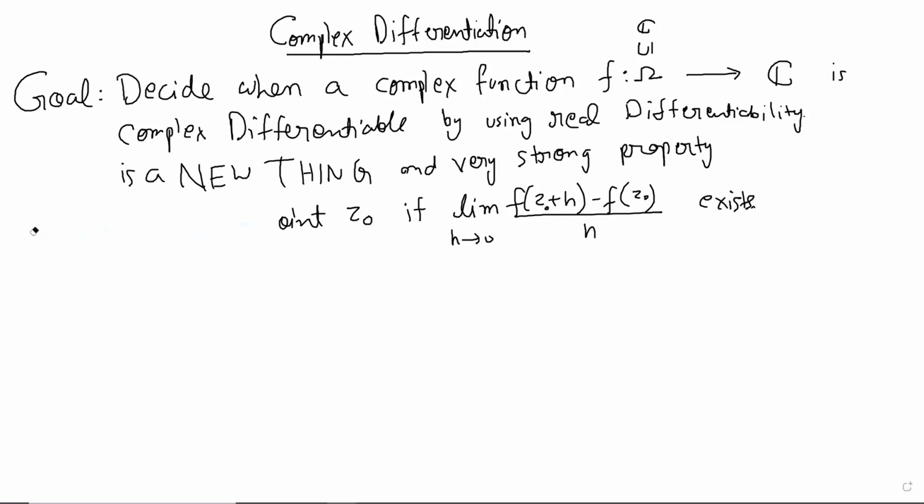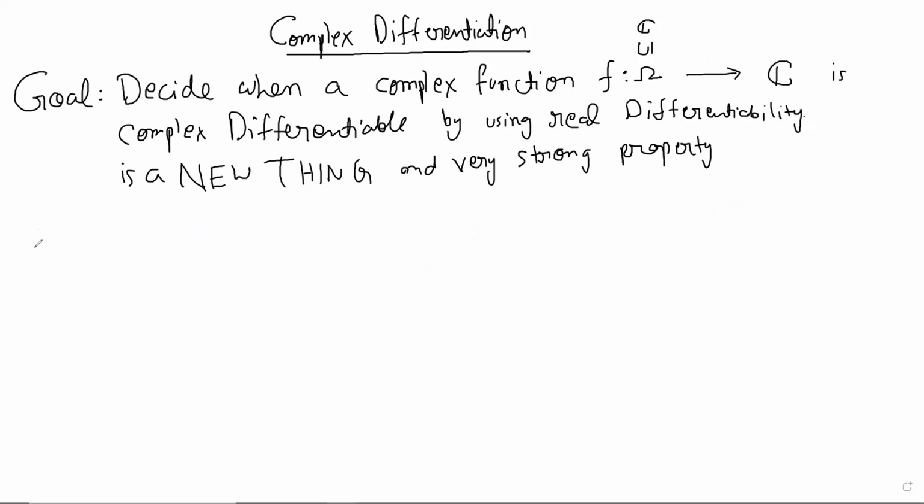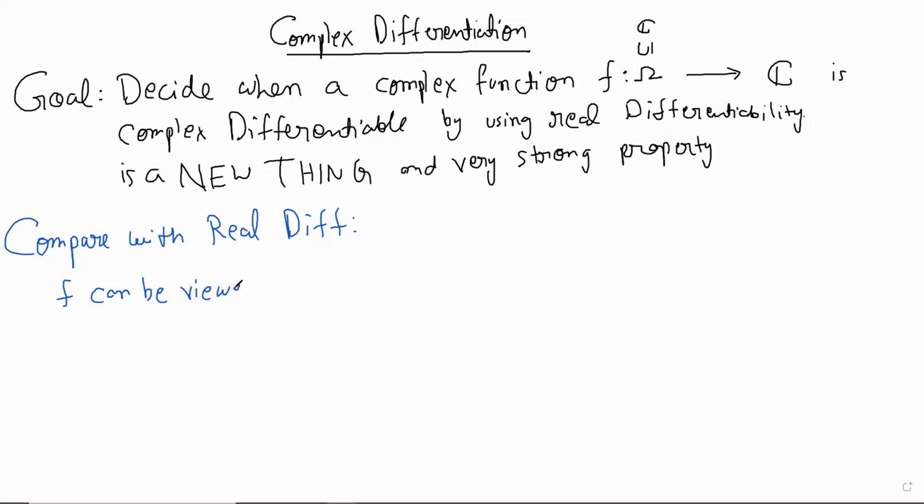So I'll remove the definition, so we don't need the definition too much. We know this. So first, let us compare with real differentiability. What do I even mean by real differentiability here? Well, this function f that is from C to C, or from a subset of C to C, can be viewed as a function from R2 to R2, or a function from a subset of R2 to R2.